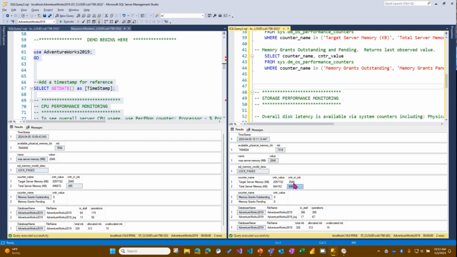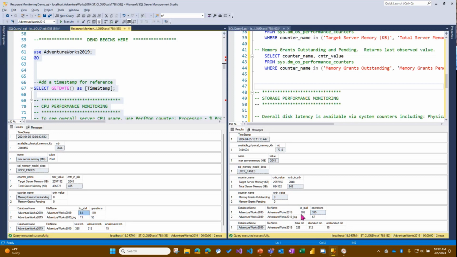Now our query did finish running, but it didn't unload that data from memory. So it's still there. If we were to run the query again, it would theoretically be faster. Memory grants outstanding is 0 and memory grants pending is 0. That matches the performance monitor counters that we saw, where it was at 1 and dropped back down to 0 when our query finished.